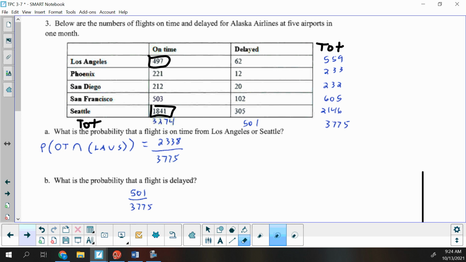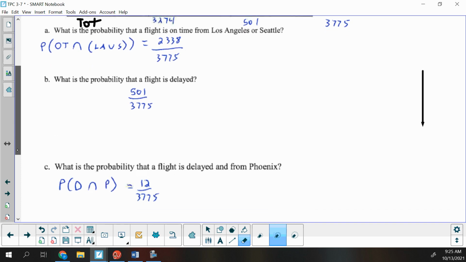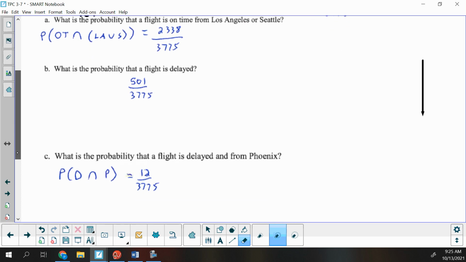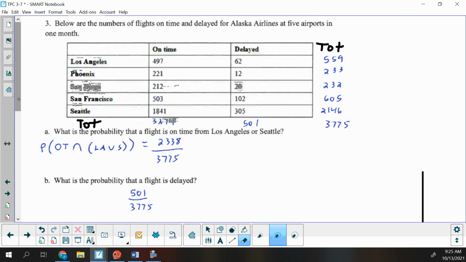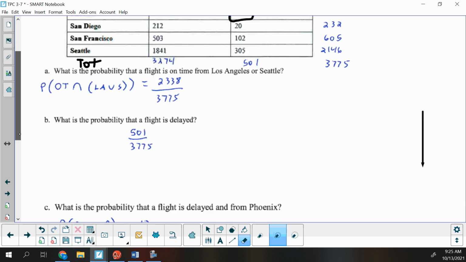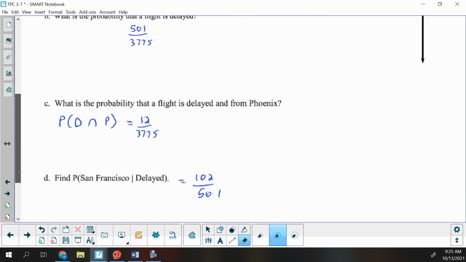Flight is delayed. Well, that's a single probability, so it's out of the overall total. And then our delayed ones are the 501. Delayed and from Phoenix, well, "and"s are out of the overall total, so 3775. And then a box that is delayed and Phoenix at the same time would just be those 12. So the 12 over 3775.